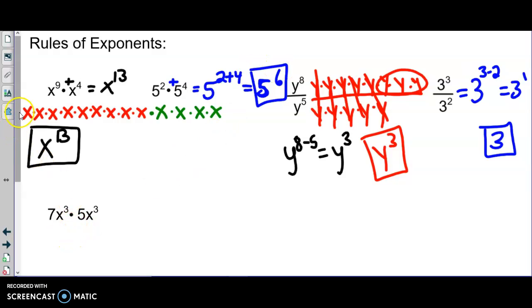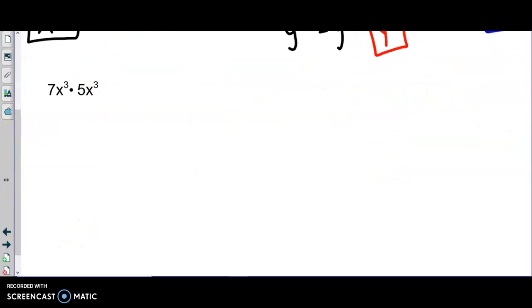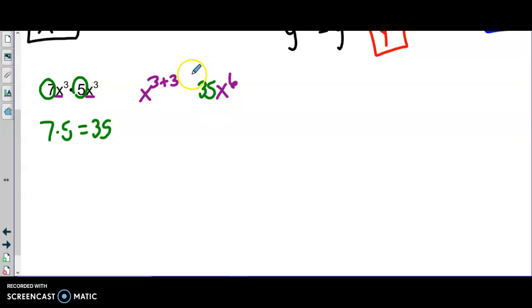All right, and then down here, so in this one, the base, or the thing holding up the exponent, is x. So if we're taking our little shortcut here, the base stays the same, and then we add the exponents. But you can't keep this number 7 and 5 the same because those are not bases. Those are just numbers. So you're going to do 7 times 5, which is 35. So in this case, your answer is 35x to the 6th.